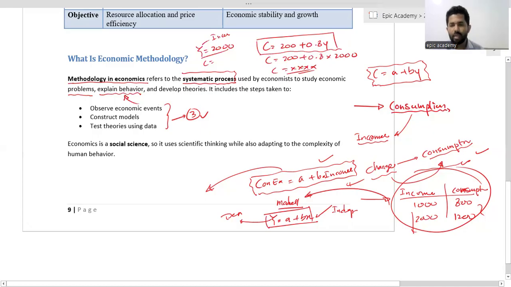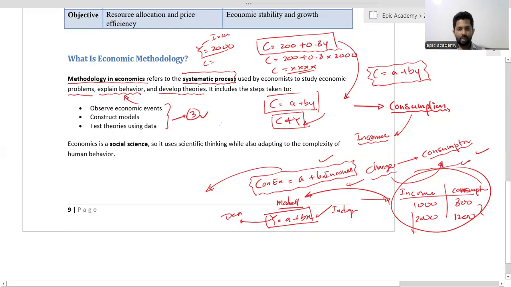You can explain the behavior by using a model because you already created it. Develop the theories. By using this, we can identify how you can build up the theories. Let's consider C equals A plus BY. You can identify the relationship between C and Y. It is plus. It is a theoretical framework.